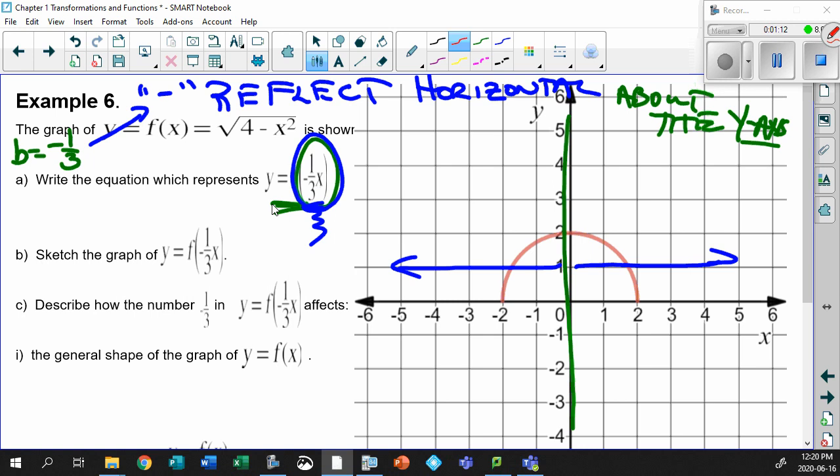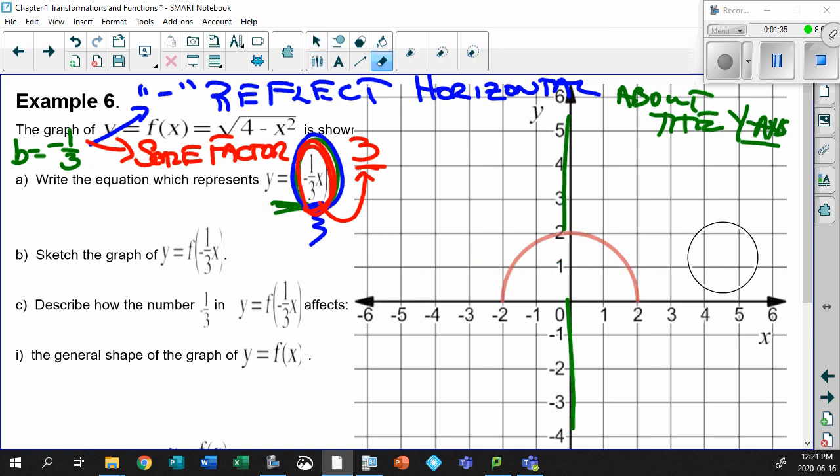We know that the b value is 1/3, so I know that my scale factor is going to actually be 3. It's the 1/3 flipped, because 1/3 flipped is 3/1, which is just plain old 3. So I have two things happening here, but I'm kind of curious. I want to graph this right now. I want to graph it immediately.